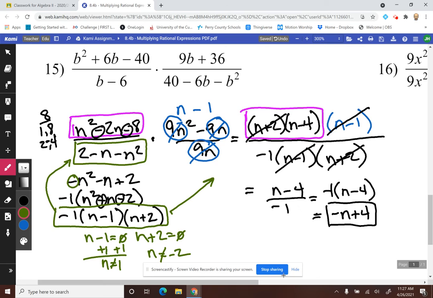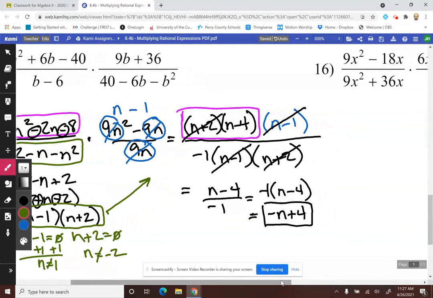So here are my restrictions, okay? Again, this is my answer right here. But n cannot equal 0, it cannot equal 1, and it cannot equal negative 2. If it equals any of those answers, all of a sudden I have a major issue, okay?